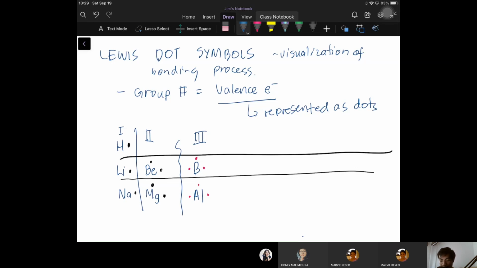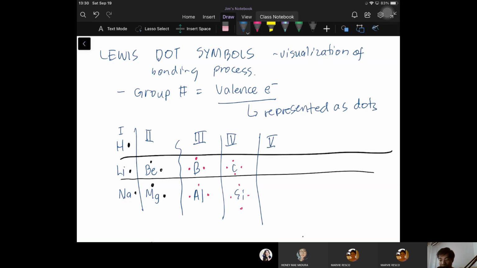Okay, so group 4, carbon and silicon. So si carbon, 4 na dots, 4 na valence electrons kasi, di ba? So pailibot lang muna sa atom. Isa sa taas, isa sa baba, isa sa gilid, isa sa kabila. Okay. So this is how you represent the atoms daw according to Gilbert Lewis.